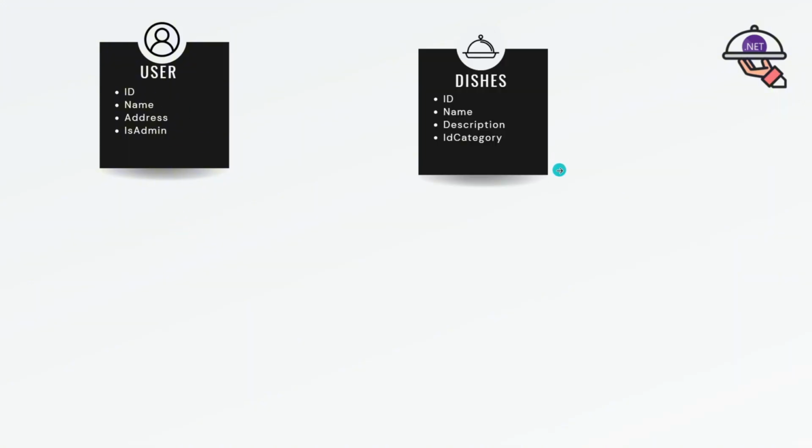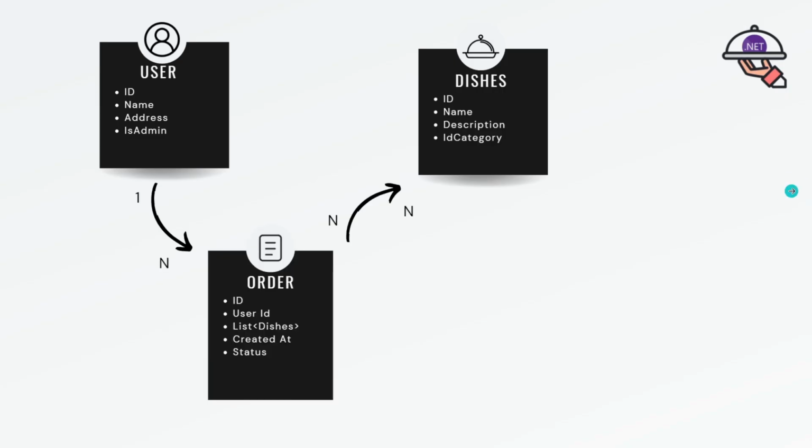We'll also have a dish entity. Our project is a web restaurant, so obviously it will have a dish entity. Now, the most important entity of our application is order. Why? A user will log in to our application and use it to make orders. So this is the most important entity. It's the core of our application.